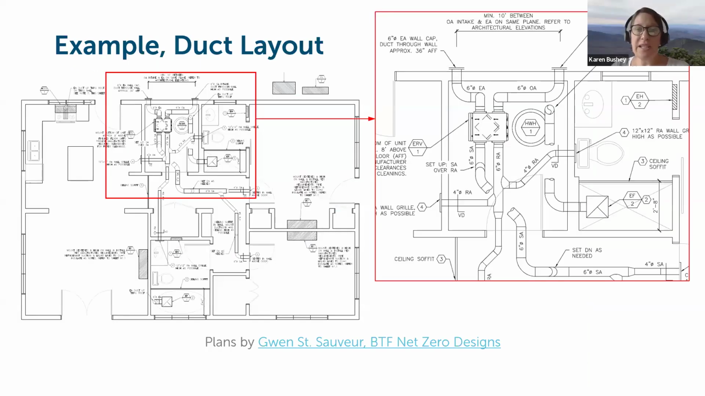This I included as a positive example of an ideal layout. This was done by a mechanical engineer, and we don't often see designs like this, but it just shows an example of an easily accessible location for the unit. The intake and the exhaust are not too long and they're 10 feet from each other. The ducts are sized, has efficient fittings shown and a fairly compact layout.